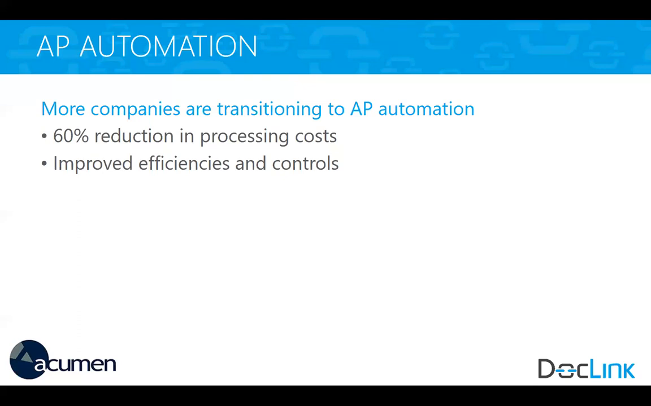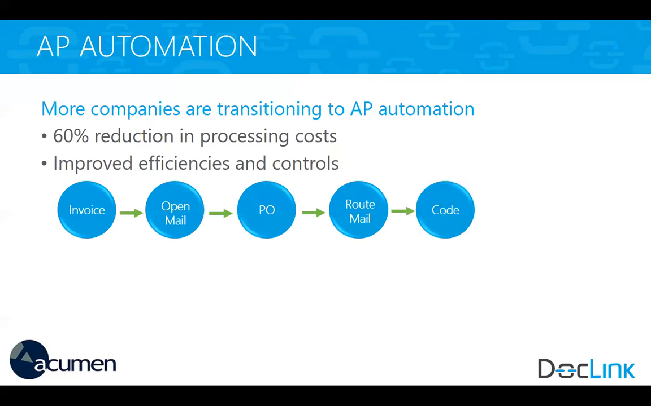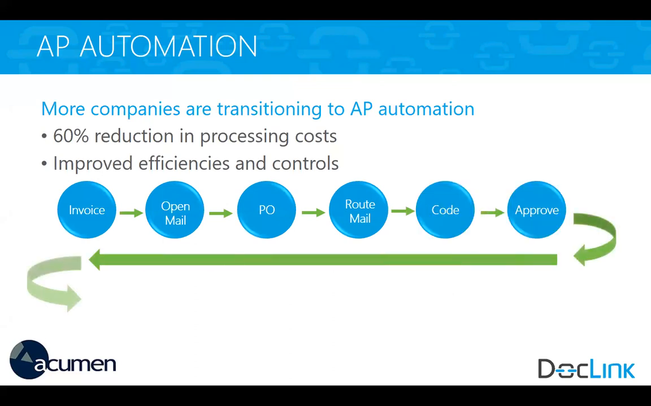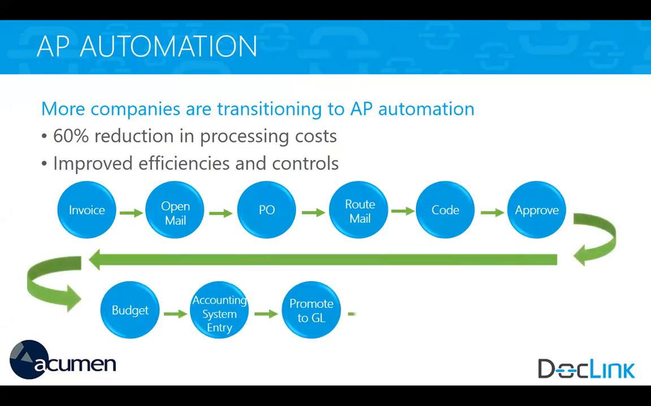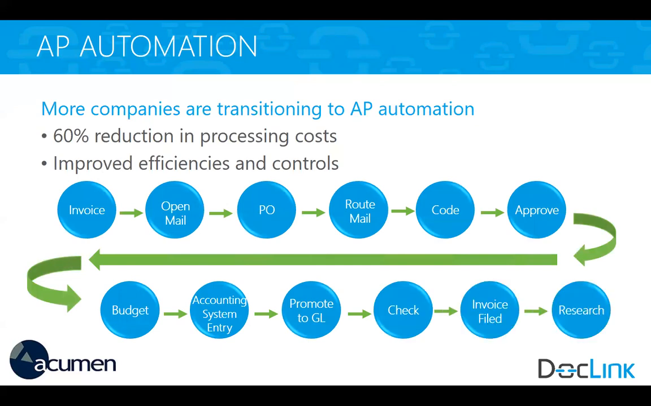So this illustration, as you see here, shows a new payables process, an invoice that comes in. A lot of organizations go through this process, talking to our clients, being in the industry for a while. A paper process goes through: invoice, open mail, PO, routing of mail, coding, approval. There's 12 processes here that is managed with a paper-based AP process.